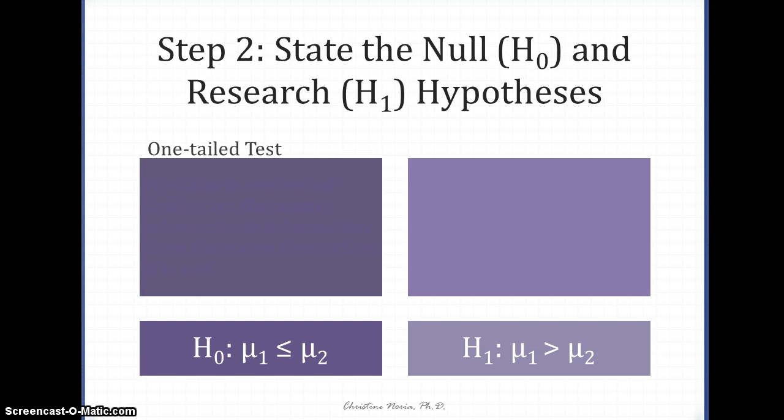So here we're going to state the null and the research hypotheses. And we're interested in a one-tailed test, and you'll notice that symbolically here at the bottom that we have the first population, our students, is less than or equal to the population in general. Because our research hypothesis, the interesting one, is that those students actually are going to have a higher working memory capacity than the population in general.